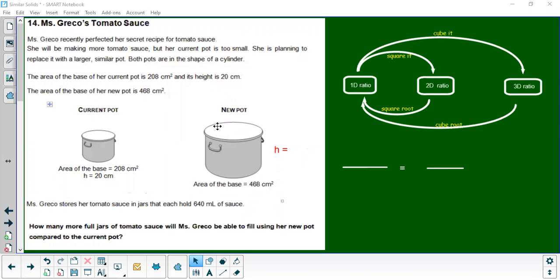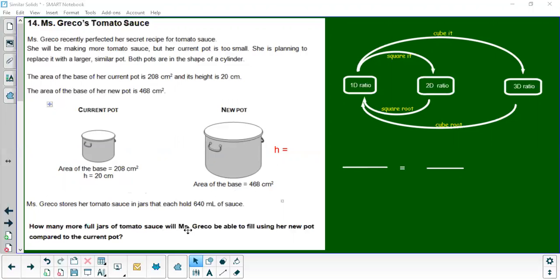Both pots are in the shape of a cylinder, but they don't mention that the two cylinders are similar, so we're going to assume that they're similar. The area of the base of the current one is 208 and its height is 20. The area of the base of the bigger one is 468 centimeters squared, and we don't know its height. Miss Greco stores her tomato sauce in jars that hold 640 mLs.